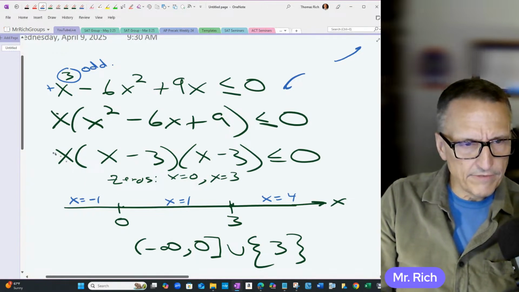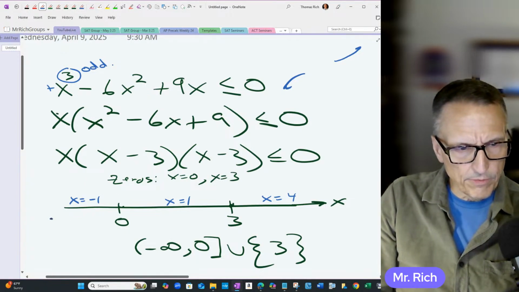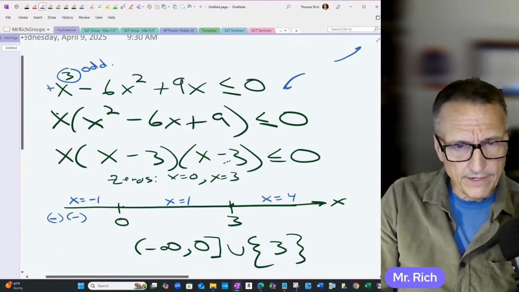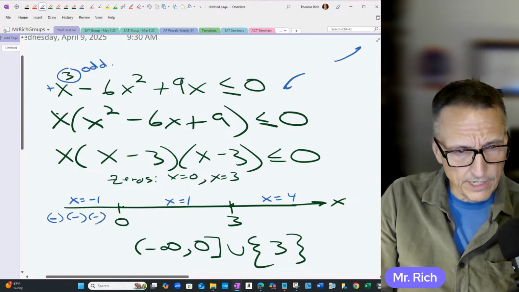So when x is -1, that x right there would be a negative. When I plug the -1 into the next factor, that's also a negative. And of course, that's also going to be a negative.